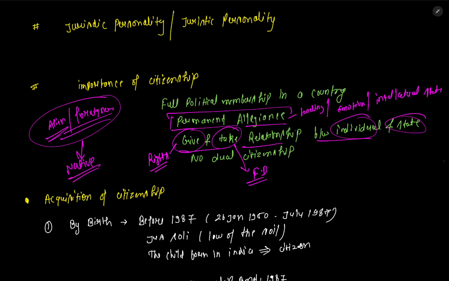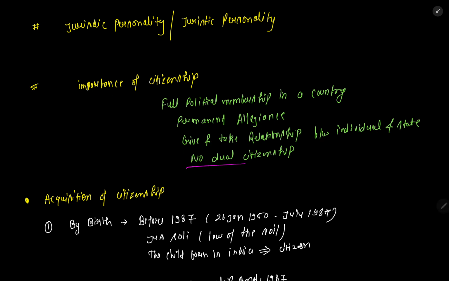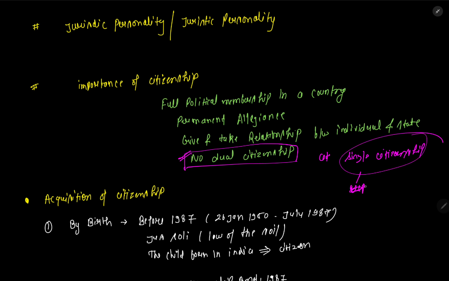The next is no dual citizenship. In India, there is a concept of single citizenship, and this concept we have borrowed from the UK. Whereas in the USA, there is a concept of dual citizenship.